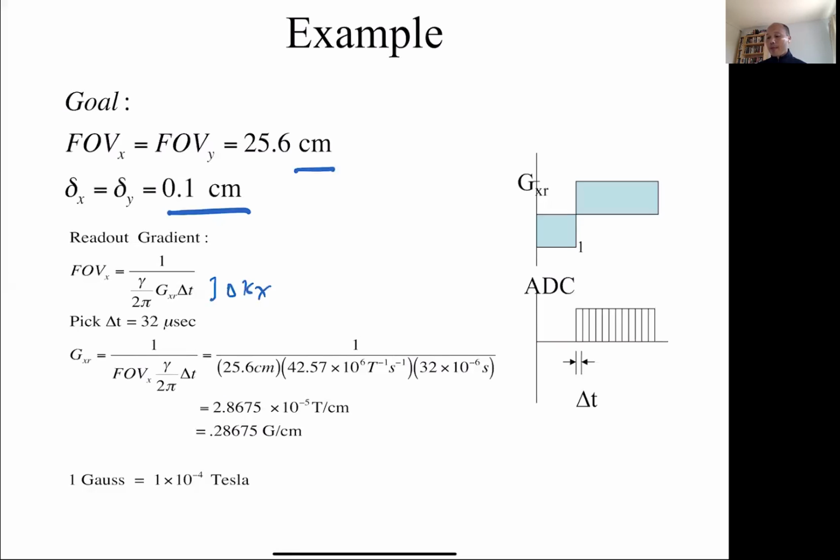And so I've combined everything into one. You can do it in steps if you want to. And from there, here I'm given delta t. So I know FOV, I know delta t, and I just solve for gxr. And in this case, if I solve for gxr, I get this value here. So once again, typically you'll go from FOV of x to delta kx, and then you'll figure out some parameters from there.